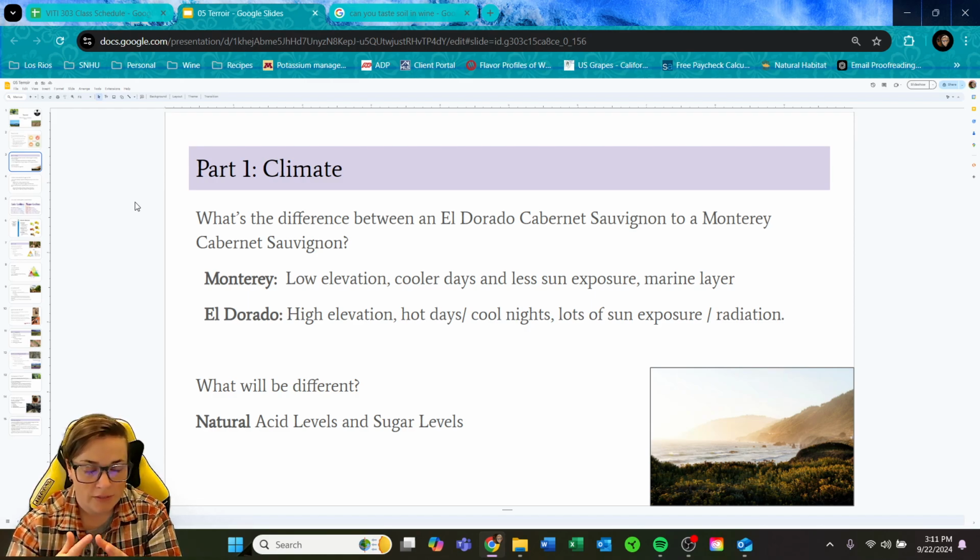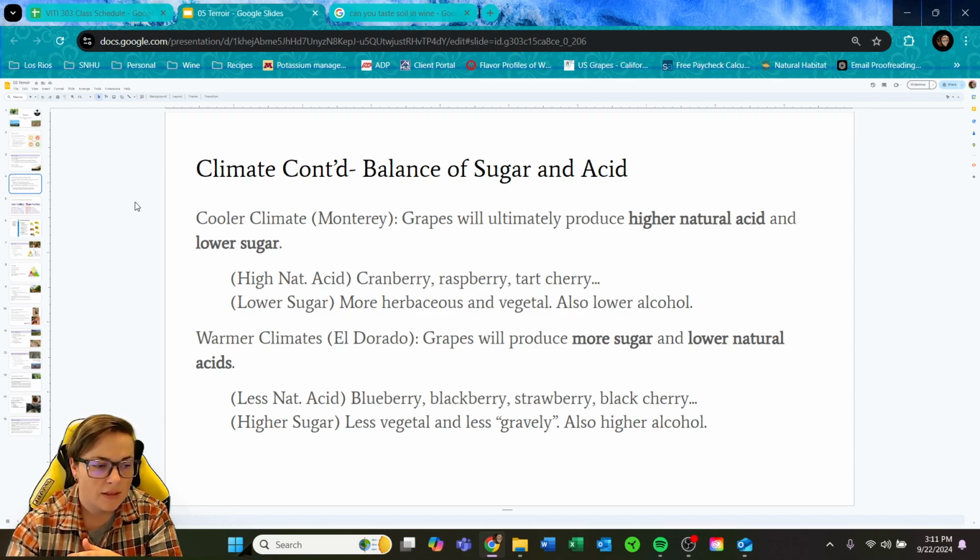So what will be different? Speaking in very practical terms, the acid and sugar levels will be very different, and this will impact the style and overall type of wine that it becomes. In a cooler climate, in this example Monterey, grapes will produce higher natural acids and lower sugars. They retain their acids with that cool weather. So a cab harvested in Monterey is going to be more tart, crisp, with bright flavors. Cranberry, raspberry, tart cherry would be very typical.